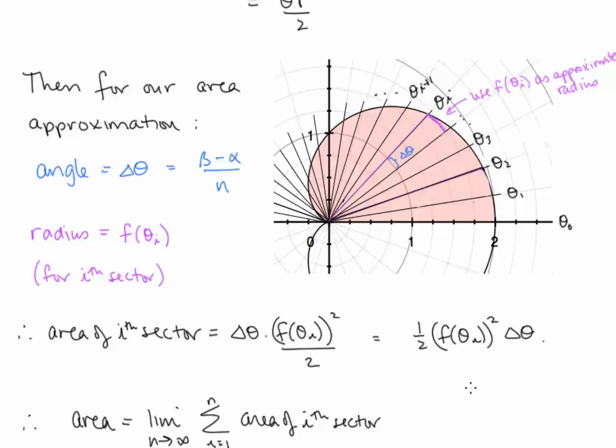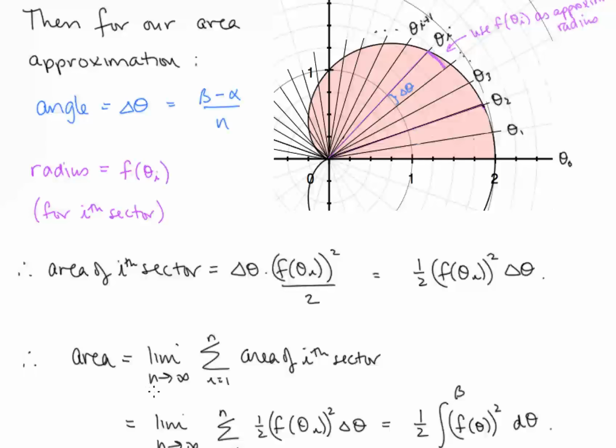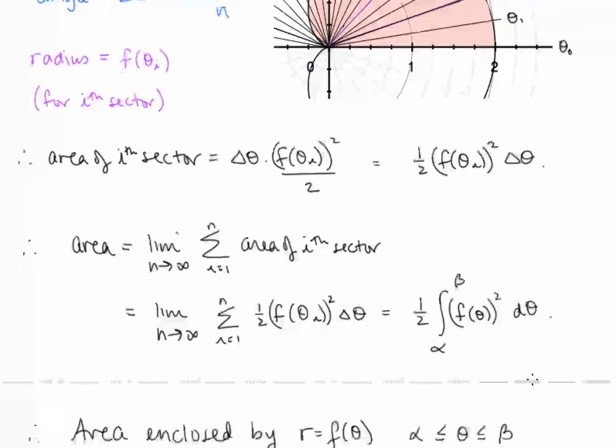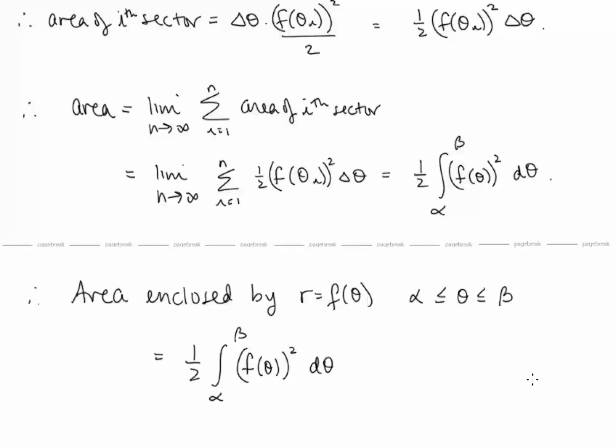The total area is going to be the limit as n goes to infinity of the summation i from 1 to n of the area of the ith sector. The area of the ith sector we said was 1/2 f of theta i quantity squared delta theta. As n goes to infinity, we recognize this as the definite integral 1/2 integral alpha to beta of f of theta squared d theta. This is the formula we're going to be using. The area enclosed by r equals f of theta as theta goes from alpha to beta is equal to 1/2 integral from alpha to beta of f of theta squared d theta.